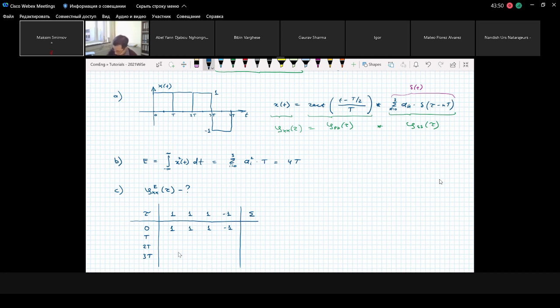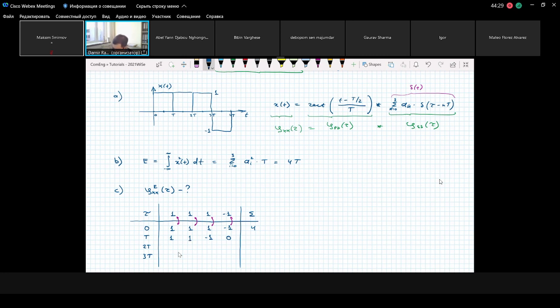And in order to find the sum or autocorrelation for 0 delay, I need to element-wise multiply elements of two sequences above and below and calculate the sum of the resulting products. It gives me result 4. Then if I shift by 1 period, by capital T, my sequence will be 1, 1, minus 1, and 0, because when we shift, we don't have anything on the right side. So we just add extra zeros.